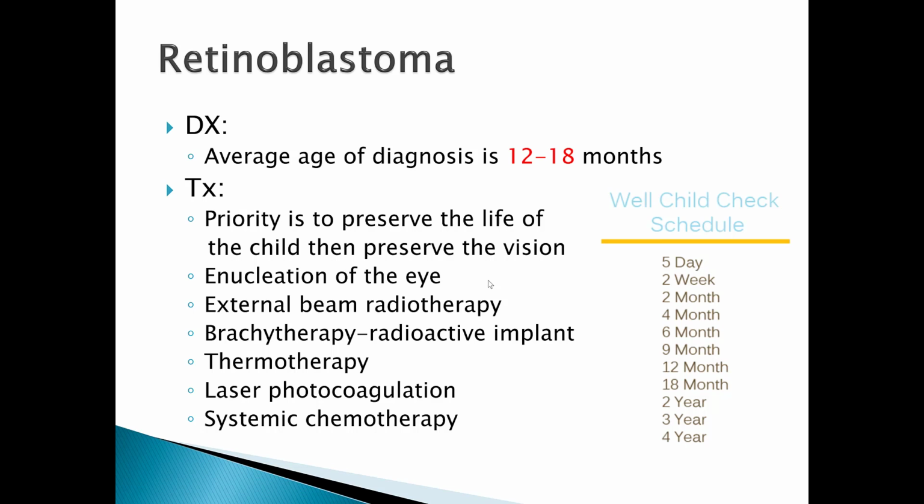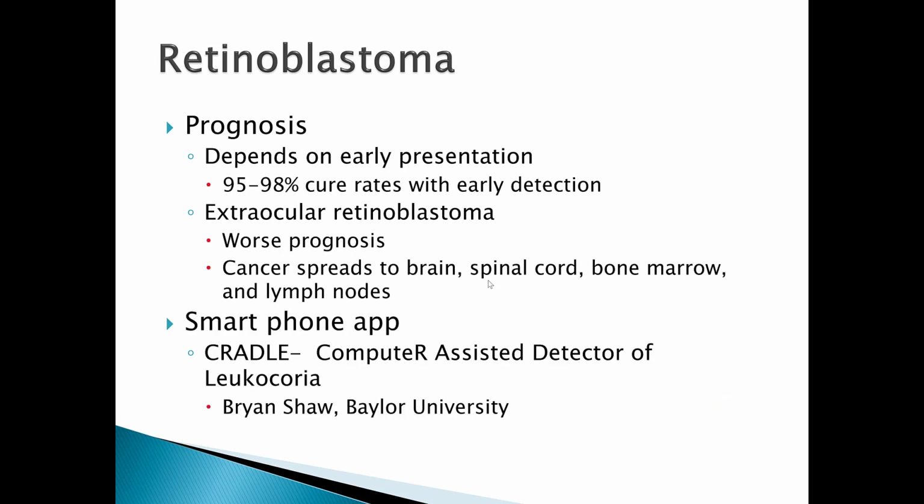So treatment priority is to preserve the life of the child and then preserve the vision. That may mean that they have to remove one of the eyes in order to save the child. They have been able to do external beam radiotherapy, brachytherapy, where they implant radioactive pellets into the eye, thermotherapy, laser photocoagulation, and systemic chemotherapy.